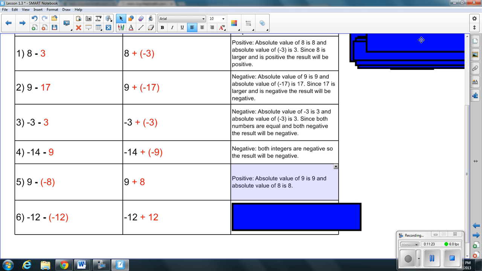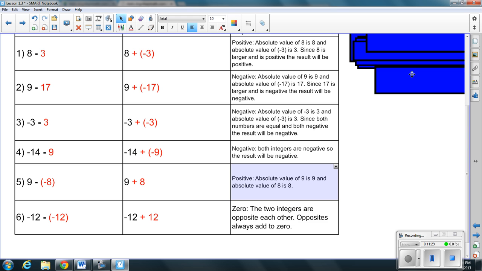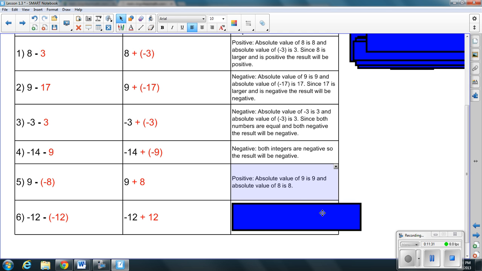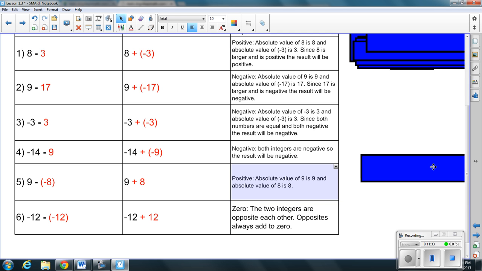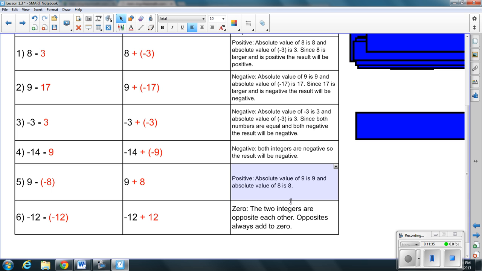Number 6, we have negative 12 plus 12, and these are considered opposites. So your answer for number 6 is 0. Opposites always add to 0.